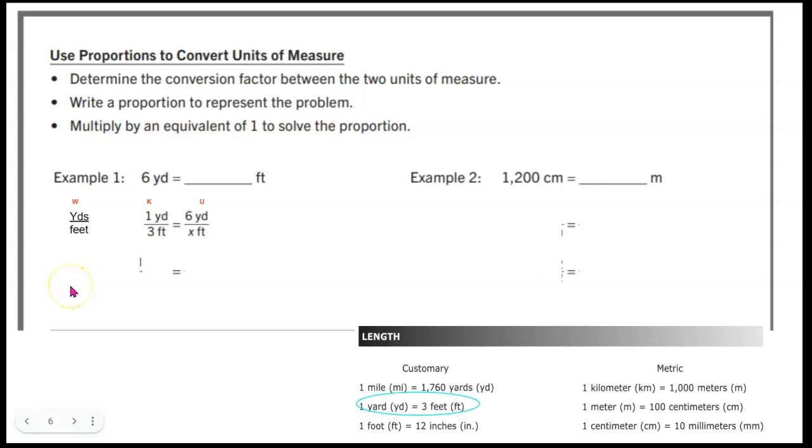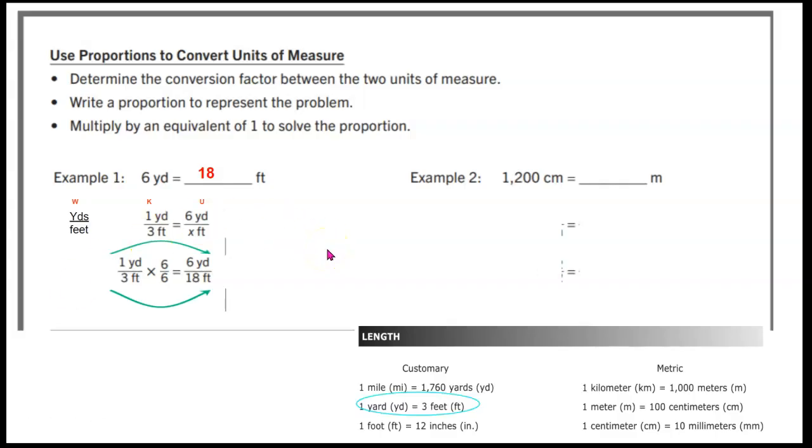In order to solve this proportion, we would need to multiply 1 over 3 by 6 over 6. This will determine how we get our missing part. Since we know that 1 times 6 is 6, then therefore 3 times 6 will give us 18. 6 yards is equal to 18 feet.